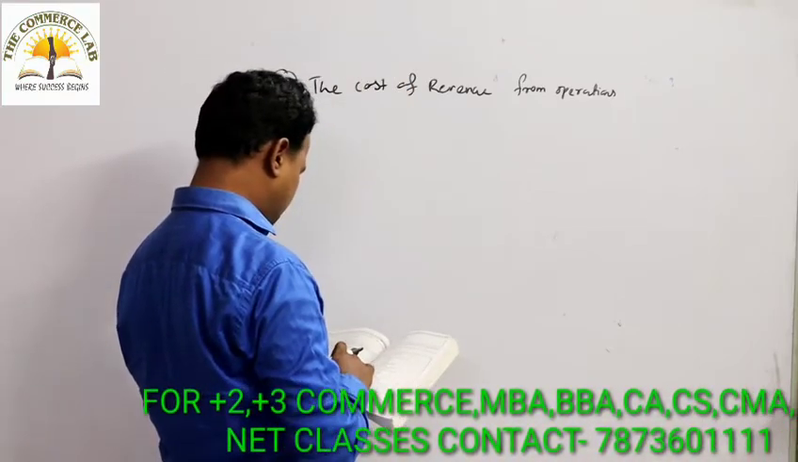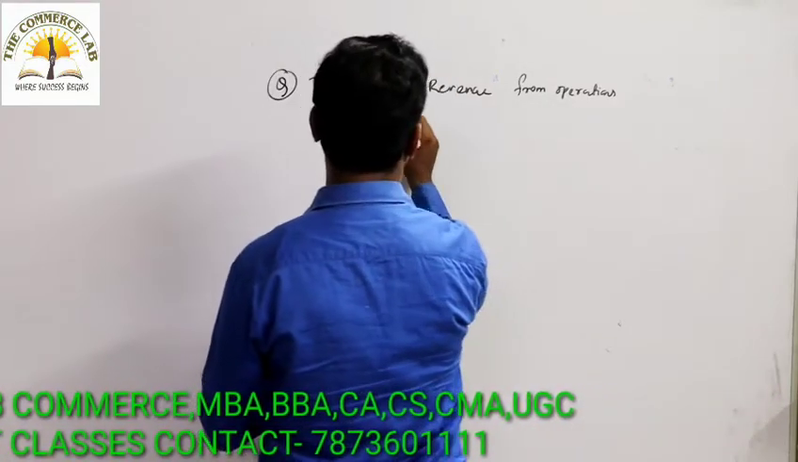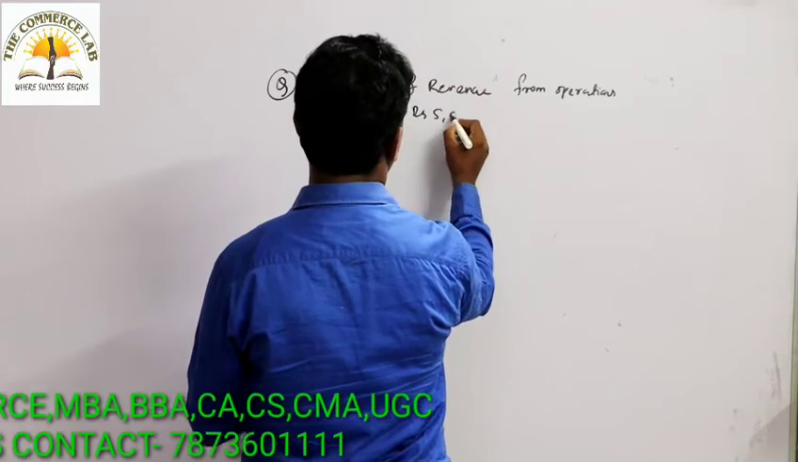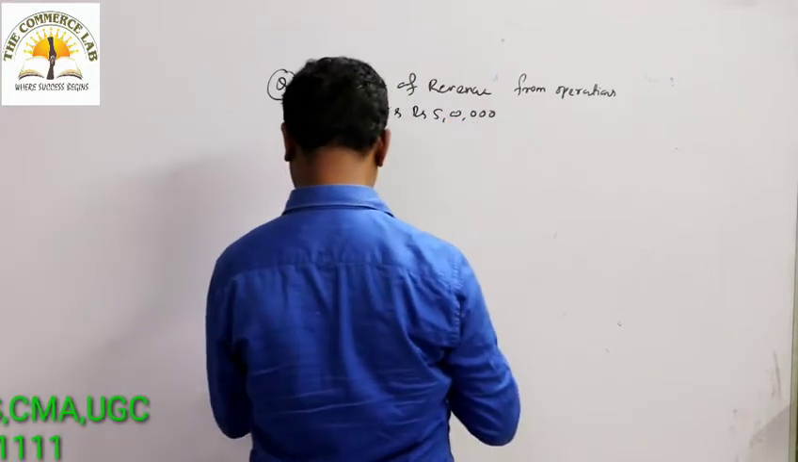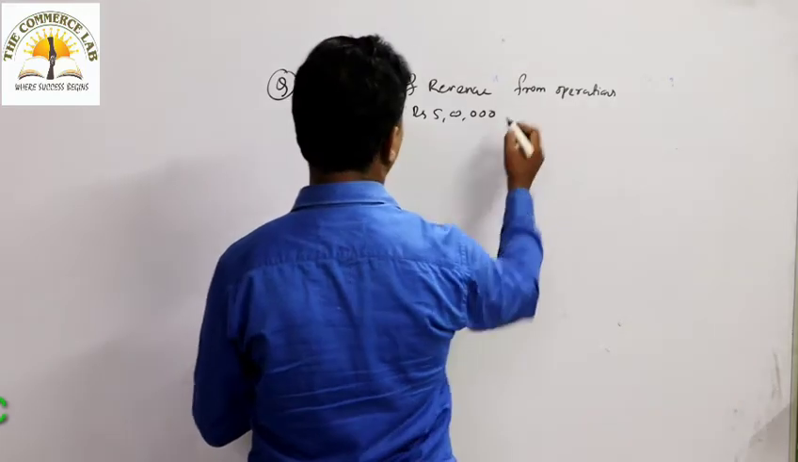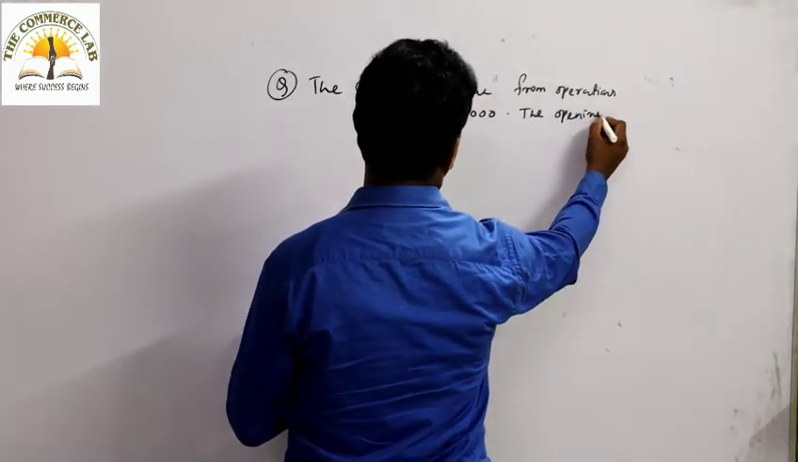What is given? The cost of revenue from operation, how much is it given? Rupees 5 lakh is given. Cost of revenue from operation, that is 5 lakh given. Then the opening stock, how much is it given?